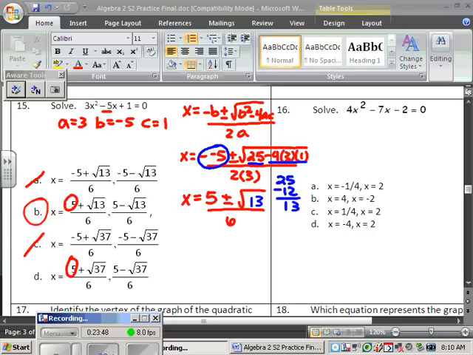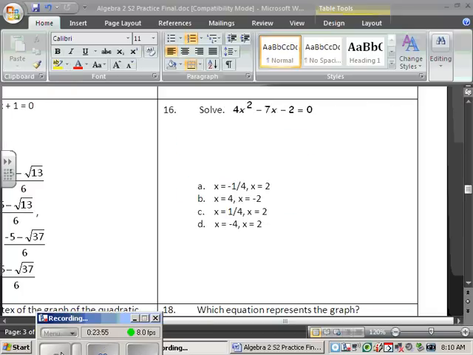Number 16 also says solve. Now notice if you look at the answers that you do not have radicals, which means you can use one of the factoring methods to solve this. And because there's a number in front of x squared, you'd need to use bottoms up if you chose to use the factoring method. But if you're more comfortable with the quadratic formula, then use the quadratic formula. So I'm going to go ahead and use the quadratic formula.